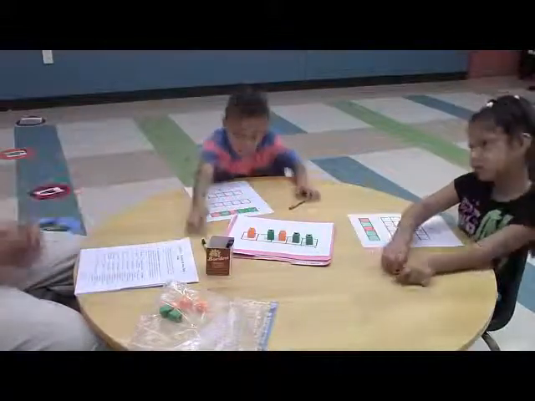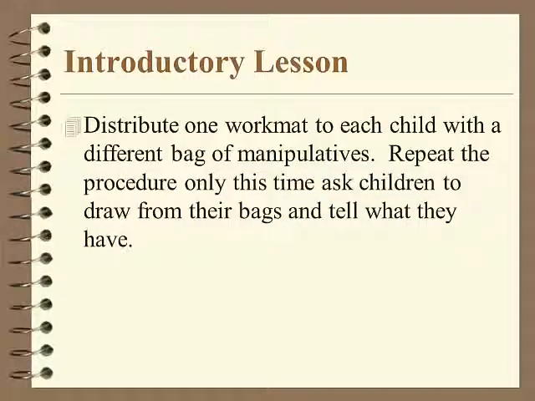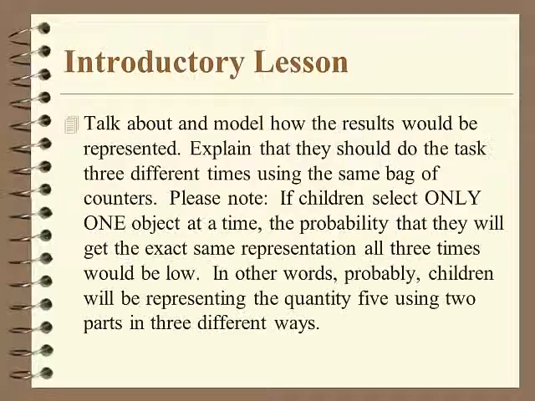Now we will explore other ways to keep playing with the number 5. Distribute one work mat to each student with different manipulatives. Repeat the procedure until finished, then ask students to color the handout with their own results. For a small group, the students can work in pairs. Keep talking with students about the results they got and how the results could be represented.